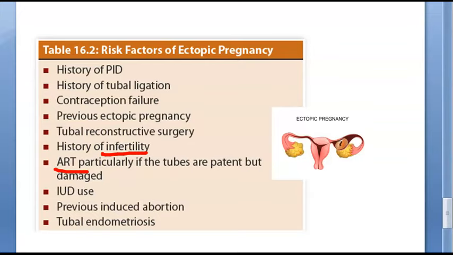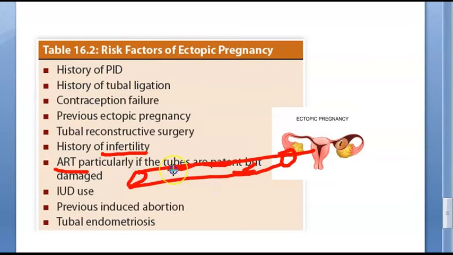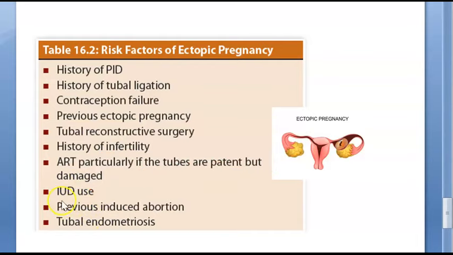if they are taking, right? So what will happen, the tube is patent, especially the tube is patent, they are saying, but it is damaged. So what will happen, there can be an implantation and development of the fertilized ovum here. IUD use, what is this? What is IUD? Intrauterine device use.